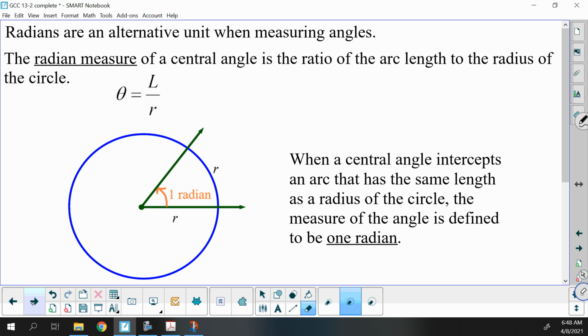So the radian measure is always the ratio of the arc length to the radius. So theta represents the central angle, but it has to be in radians. Okay, so your angle in radians is always equal to the arc length over the radius. And it's important that the angle's in radians, otherwise this formula does not work.